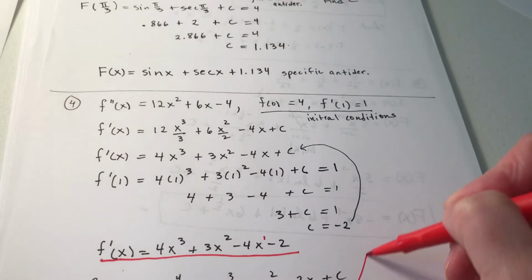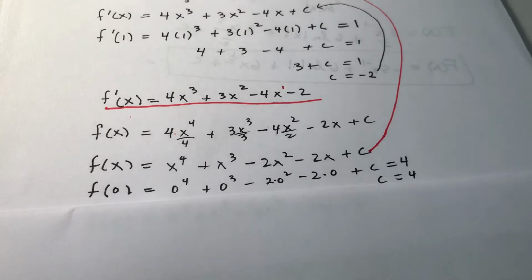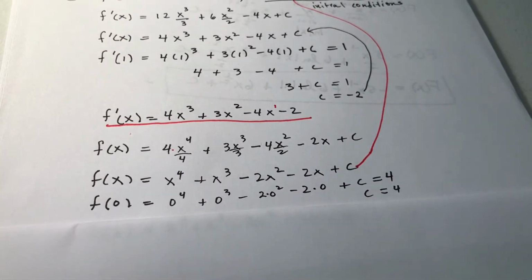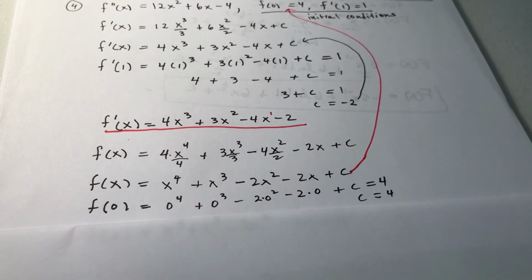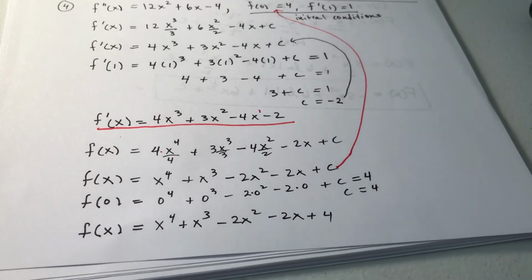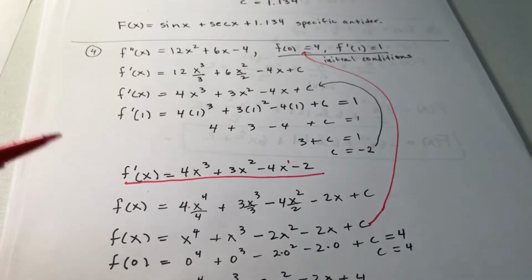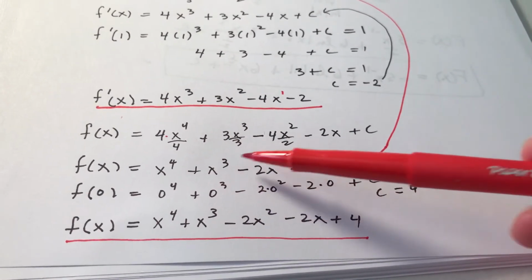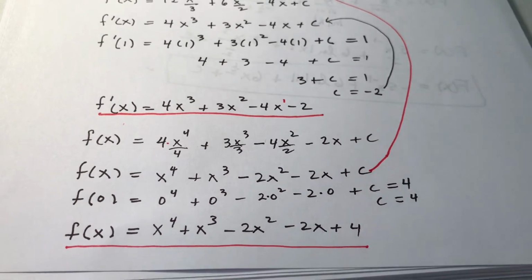So I'm going to use this one. I know f of 0 is 4. So I'm going to plug in f of 0. And you see you get c is equal to 4. And your final answer, you're looking for the original function. And that function is, this is your answer. Here it is: x to the fourth plus x to the third minus 2x squared minus 2x plus, and you just put that 4 in.